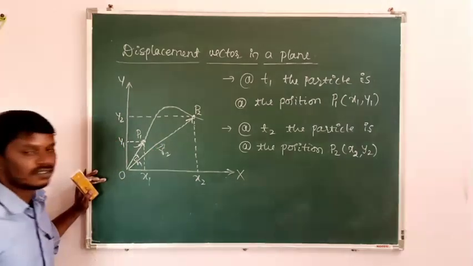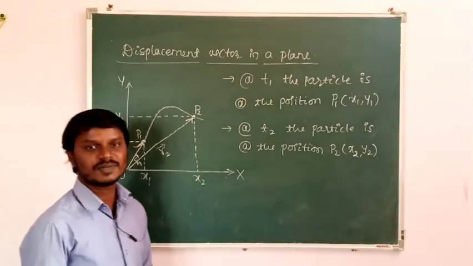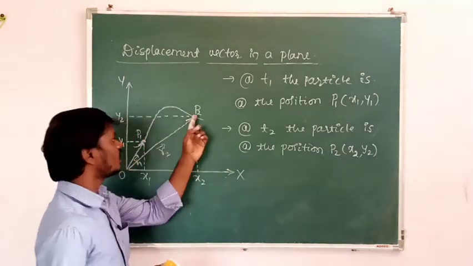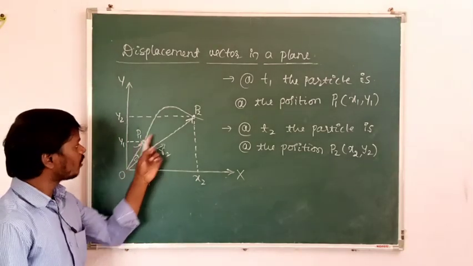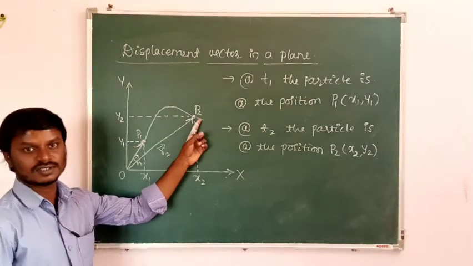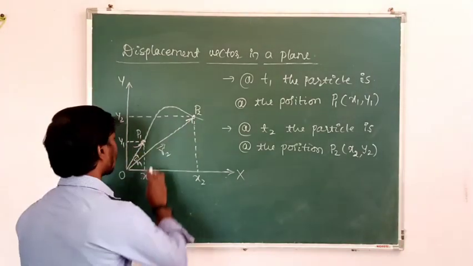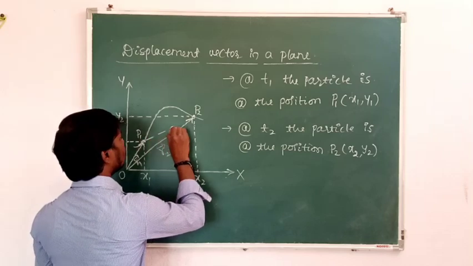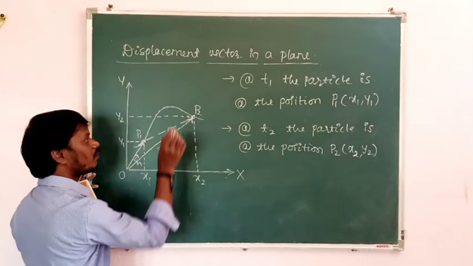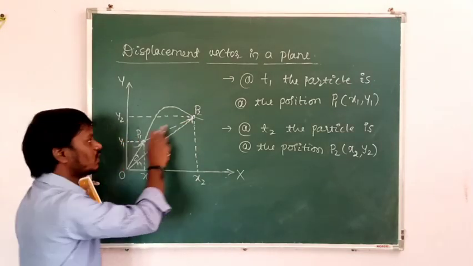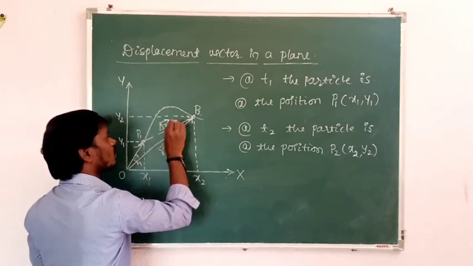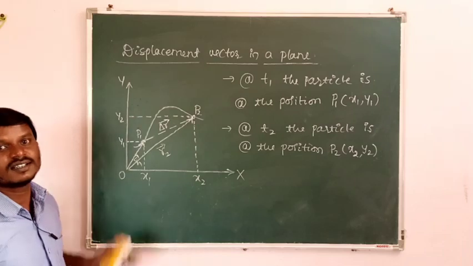Then what do you mean by displacement? Displacement is nothing but the shortest distance between the initial position and the final position. Where to where is the particle displaced? From p1 to p2. So let us draw the shortest distance from p1 to p2. It is the shortest distance between the initial position and the final position. So p1 is the initial position, p2 is the final position, that is delta r. The displacement vector is represented by delta r.